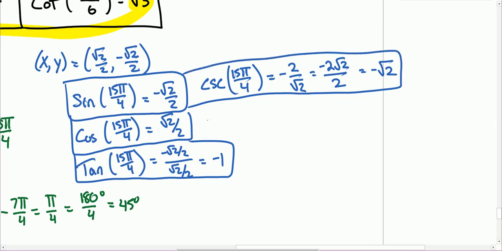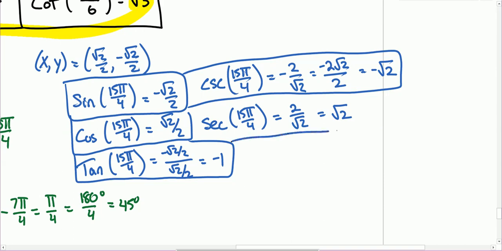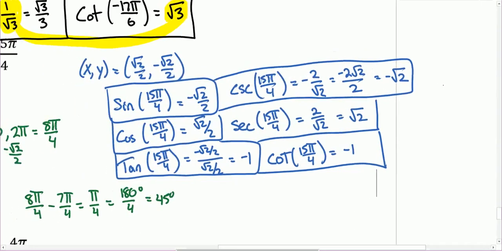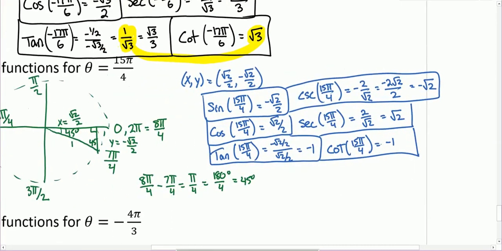Reciprocal of cosine is the secant, which is 2 over root 2, and the same work as above, so we're going to end up with positive root 2. And the reciprocal of tangent is the cotangent, reciprocal of negative 1 is negative 1. And we have our 6 trig ratios for 15 pi over 4 radians.